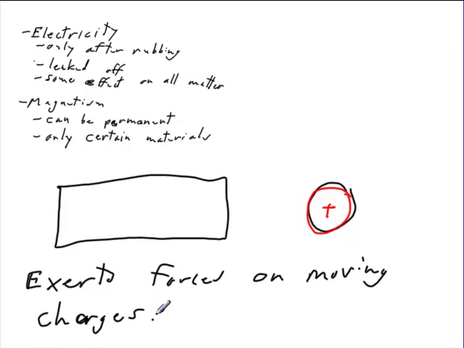Alright, so clearly magnetism is not just a form of gravity, it's not just a form of electricity. It's some new kind that sometimes comes in permanent magnets, affects certain materials, and does not affect charges that are at rest, but it does exert forces on moving charges.